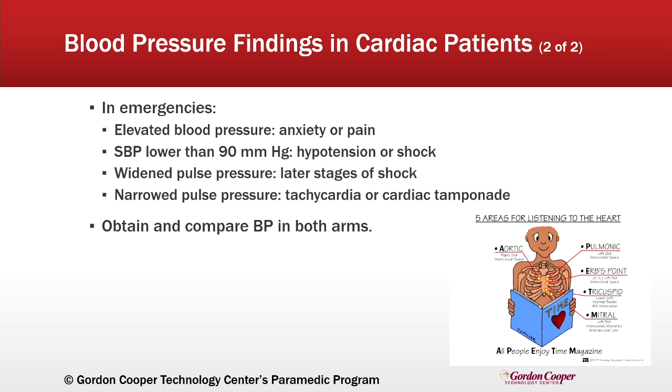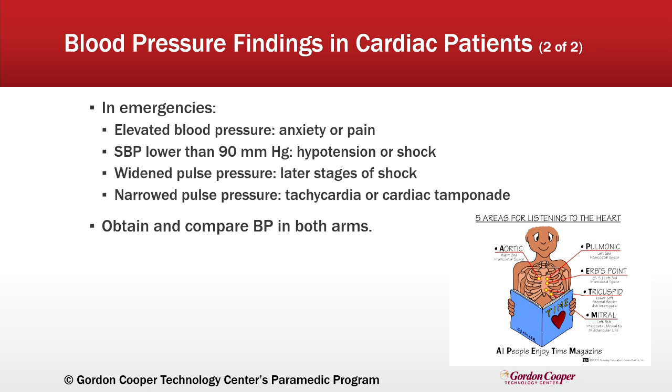Now, in emergency situations, understanding blood pressure findings can provide some quick insights into a patient's cardiovascular status. So let's kind of look at that. And we mentioned that we're going to talk about how these relate. So causes of elevated blood pressure. So elevated blood pressure may result from anxiety or pain. It's essential to consider the context to interpret these readings accurately. Now, a systolic lower than 90 can indicate hypotension or potentially shock. So it's a critical finding that requires immediate attention as it suggests inadequate perfusion to vital organs.